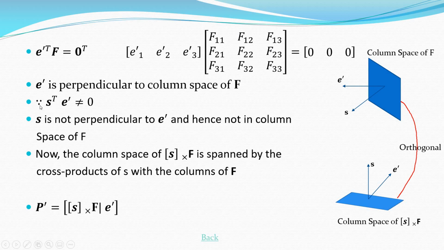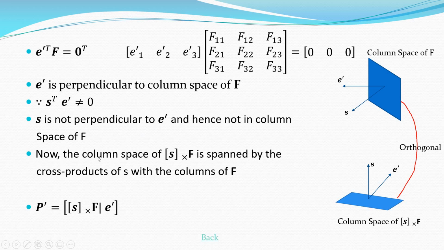Okay, now since this is not equal to 0, we are putting this constraint that S transpose E is not equal to 0. That means the vector S is not perpendicular to E. Also, that tells you that S is not lying in the column space of F, because the column space of F is perpendicular to E and S is not perpendicular to E. So S cannot lie in the column space. Okay, so S is not lying in the column space of F. That is the first thing that we conclude.